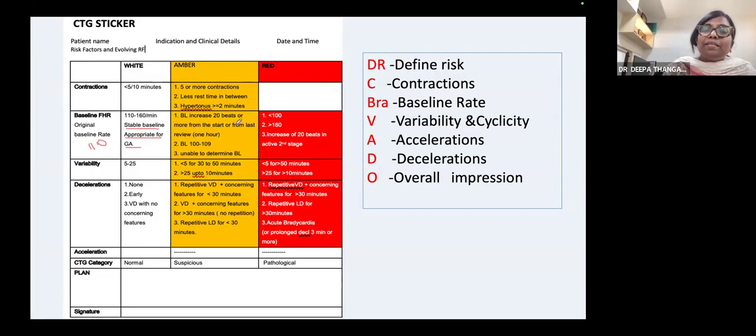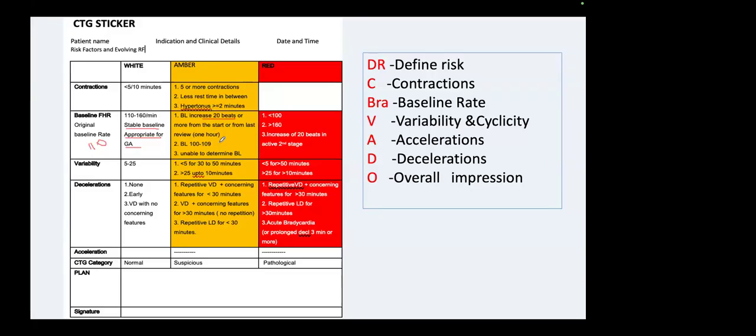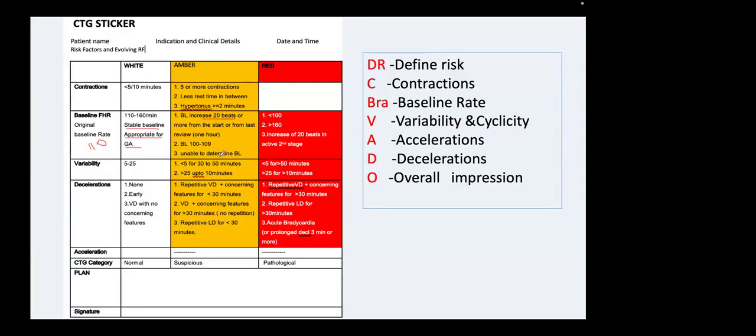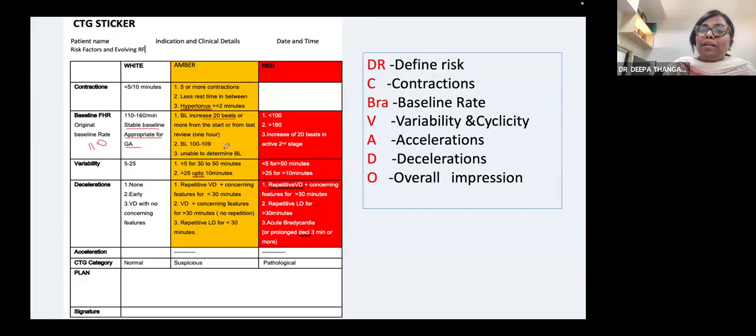Then what is amber in baseline? Suppose, as I said, from the original baseline rate, if the next strip, the next 1 hour strip, is 140 or 130 beats per minute, an increase of 20 beats from the start or last review 1 hour ago, then it is amber. That means a suspicious CTG. If the baseline is 100 to 109, that is also amber. Suppose the baseline is unable to be determined, then it is also amber.